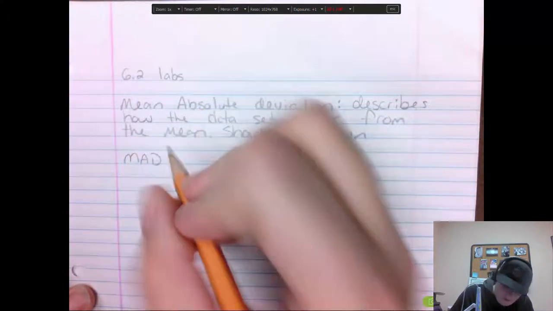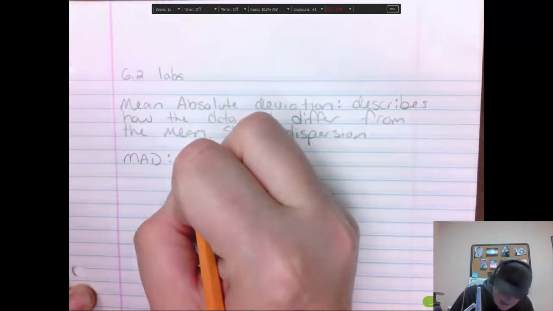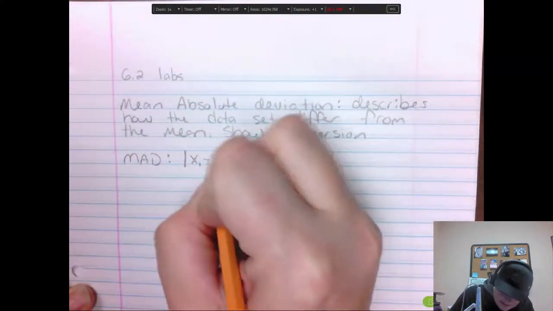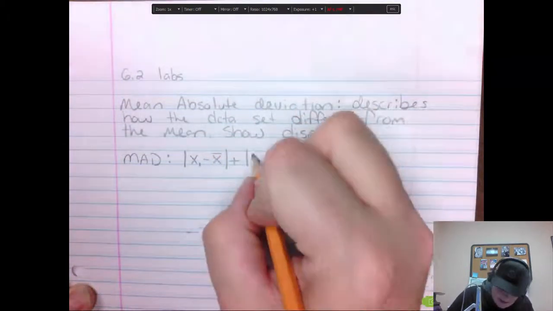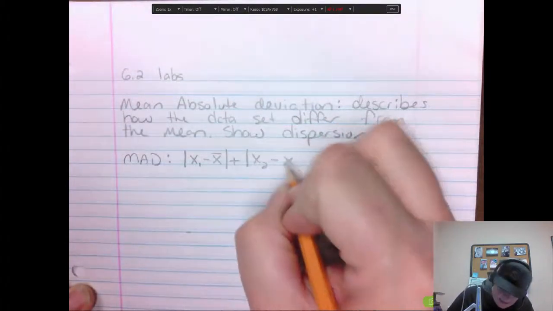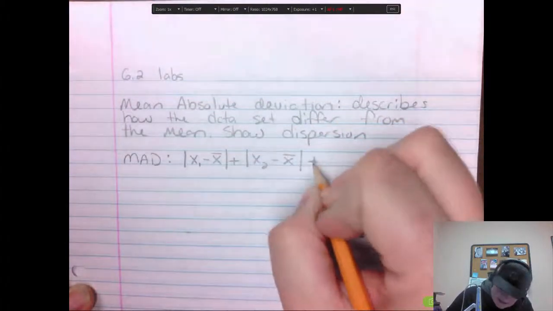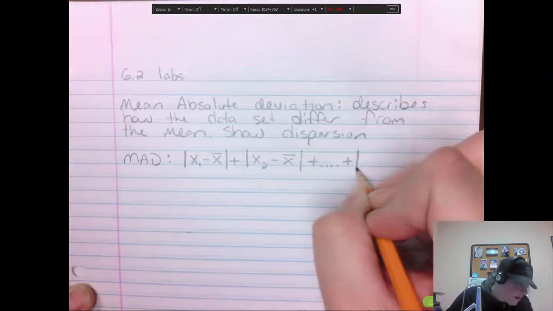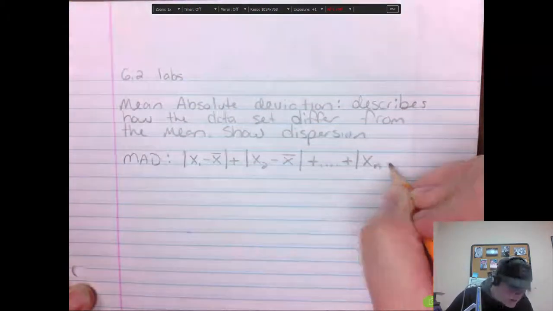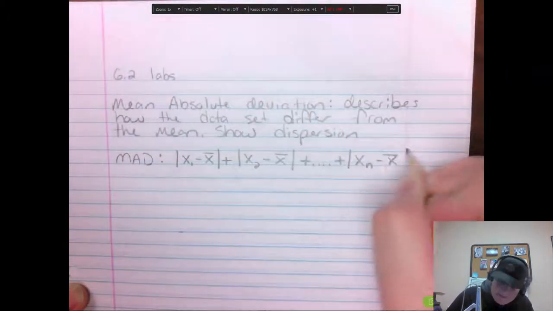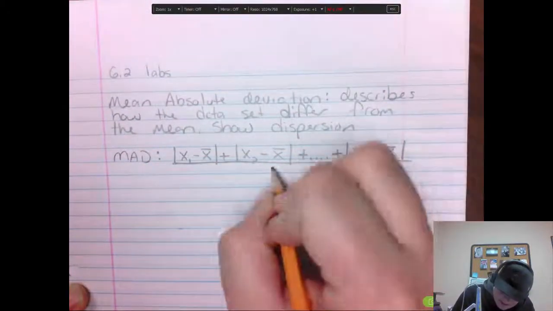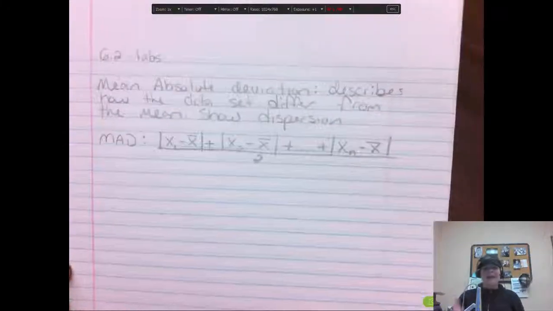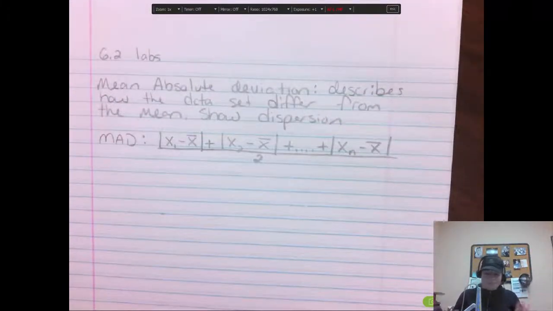So look at the formula. It goes absolute value of x1 minus x bar plus absolute value of x2 minus x bar plus dot dot dot plus absolute value of xn minus x bar. It looks so ugly. This is when you start to see crazy symbols in math, and they look ugly, but it's actually pretty easy to find. All divided by n. That is our formula. So it's a fraction. Let's break it down and make it a lot easier than it looks.